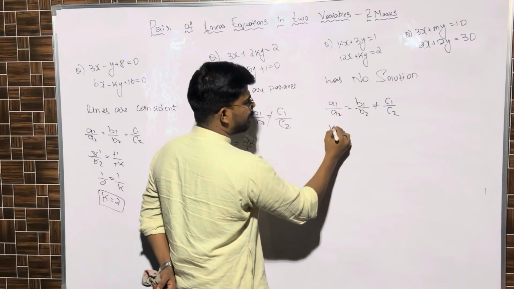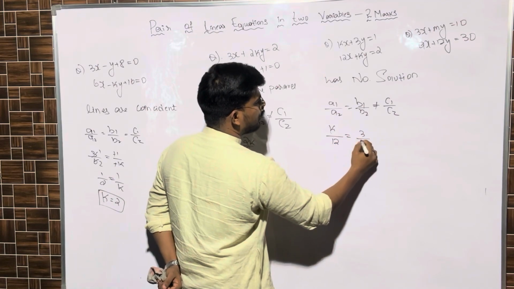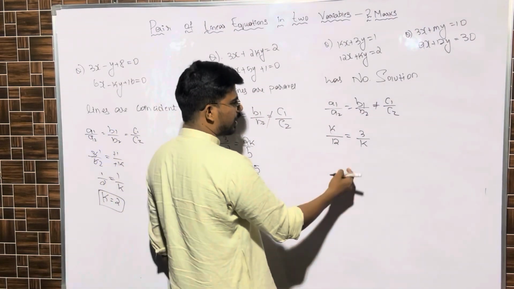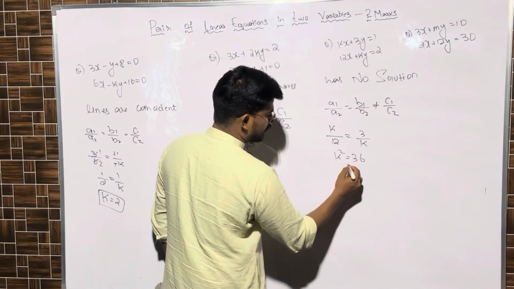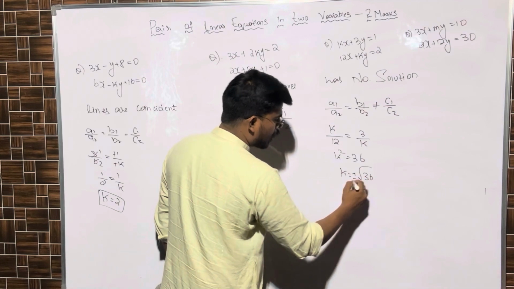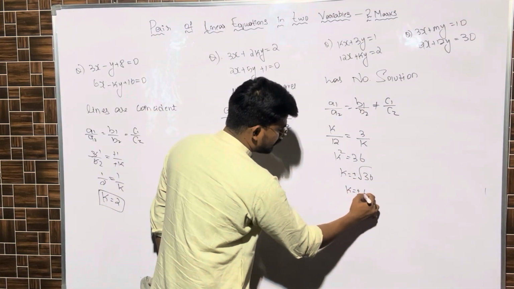A1 is k, A2 is 12. B1 is 3, B2 is k. We need not go for C1 because we already got k here. K into k, k square. K square is equal to 12 3s, which is 36. If I send the square over there, it will become root 36, but plus or minus. Root 36 is plus or minus 6.